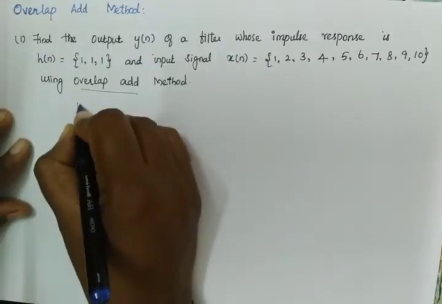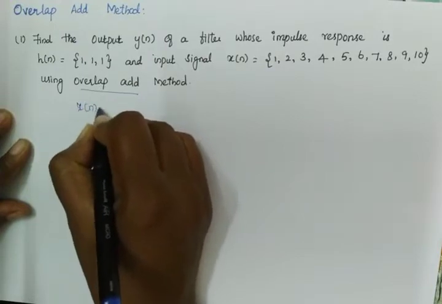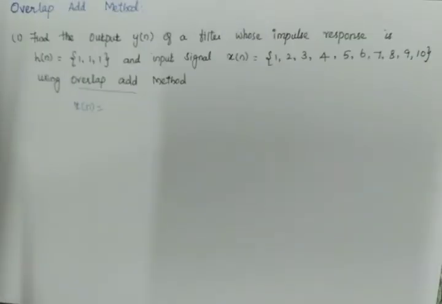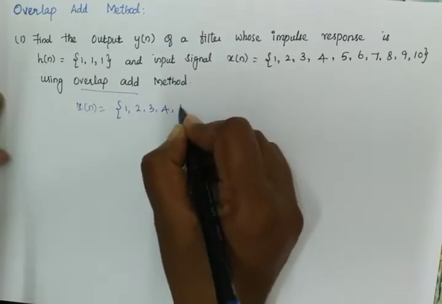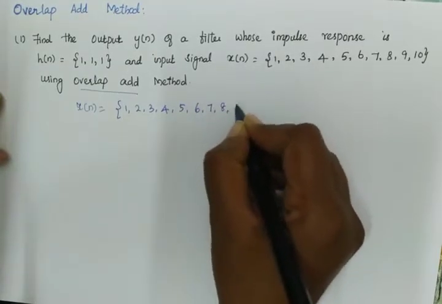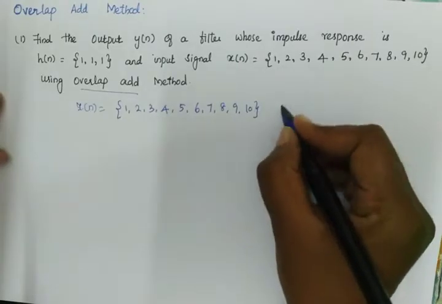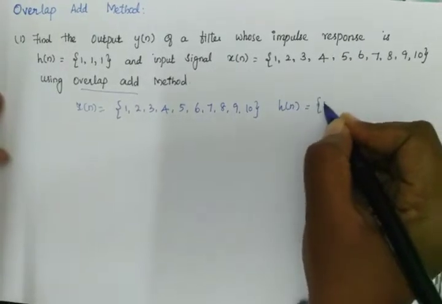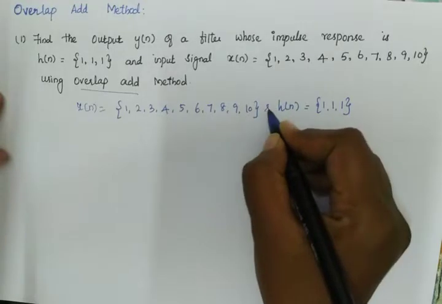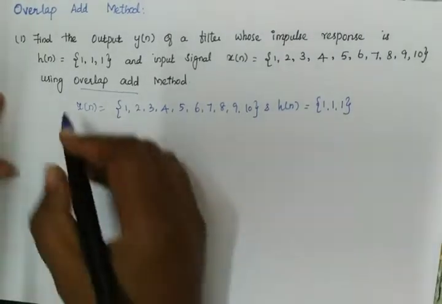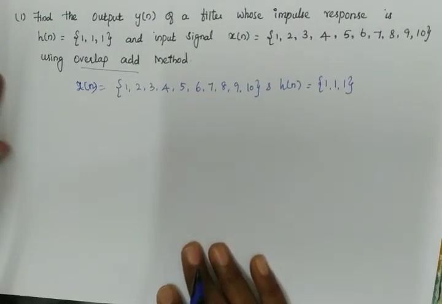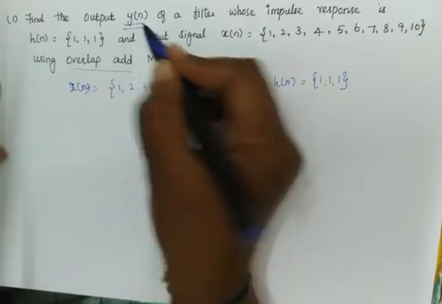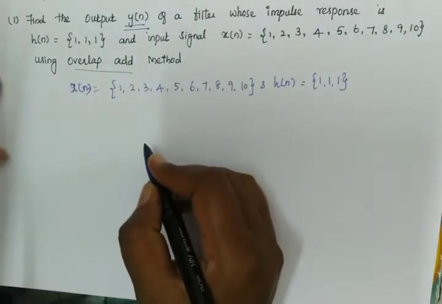So what is given is x of n is equal to 1, 2, 3, 4, 5, 6, 7, 8, 9, 10. And h of n is equal to 1, 1, 1. These are the things given in the question. Now what do we have to do? We have to find this y of n. So what are the steps we have to follow here?